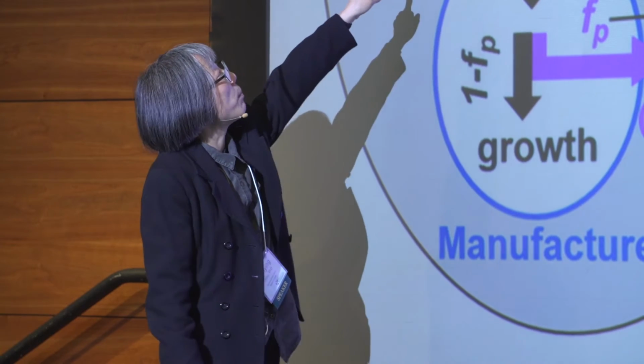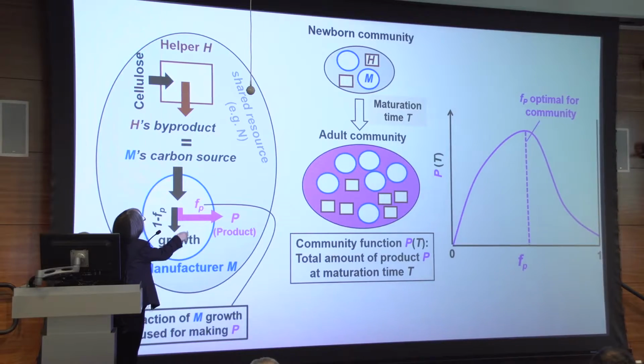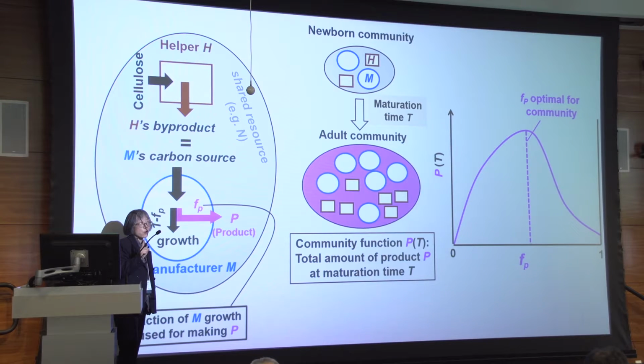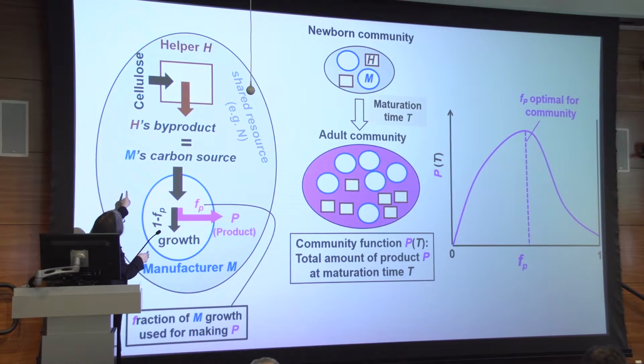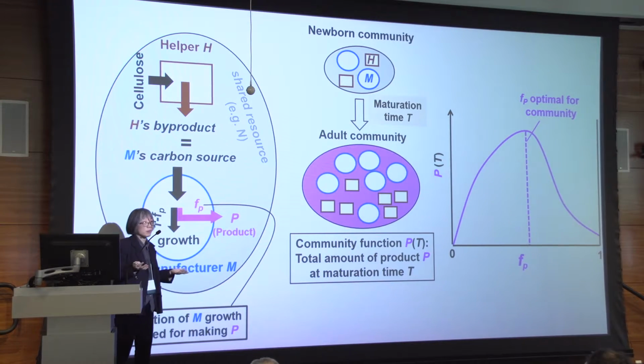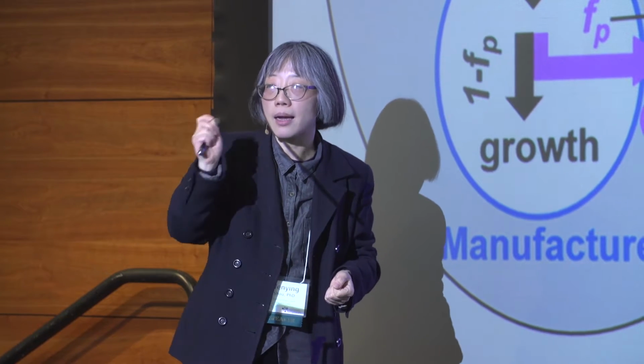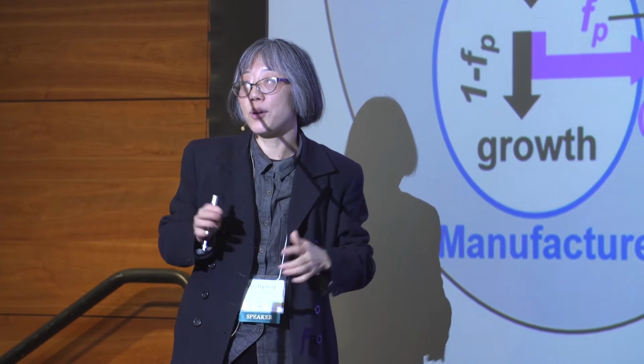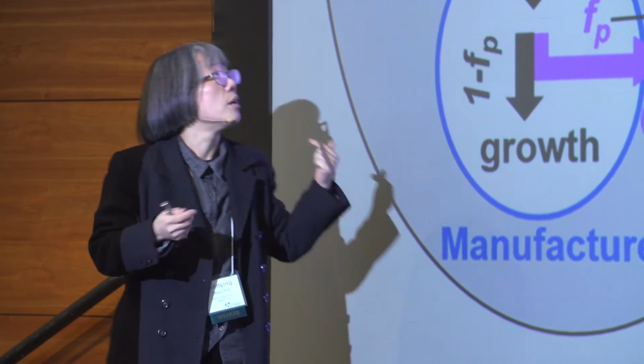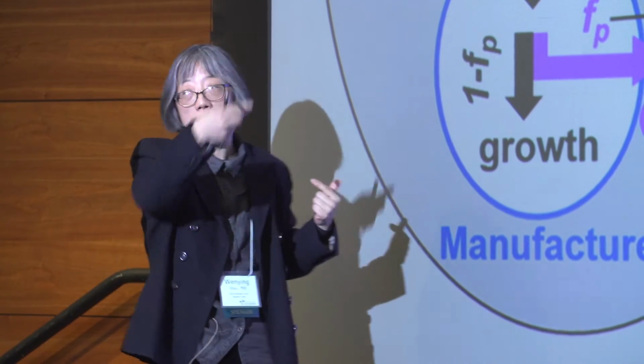And I'll give it byproduct, some carbon source, and a shield resource. Now that's already tricky, because how much byproduct are you supposed to put in? Ideally, you want to mimic exactly what's happening in the community. But that's very difficult, right? Because in a community, the byproduct goes dynamically.